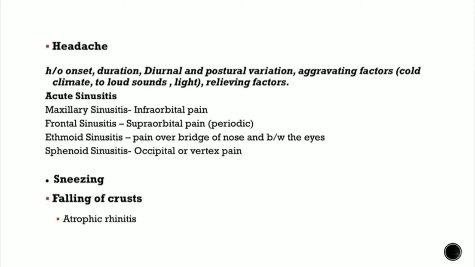In case of frontal sinusitis, there is supraorbital pain, which is periodic in nature. In ethmoid sinusitis, there is pain over the bridge of the nose and between the eyes. In sphenoid sinusitis, there is occipital or vertex pain. Other complaints are sneezing, falling of crust, which may be seen in atrophic rhinitis.